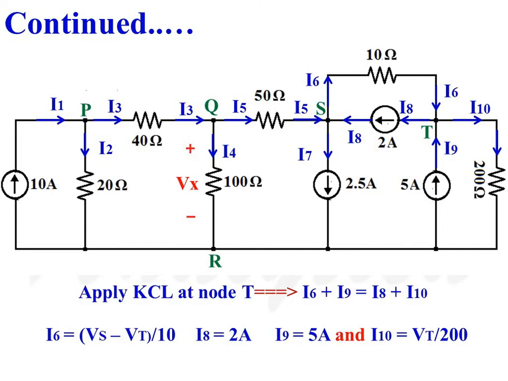Apply KCL at node T. There are 4 currents associated with node T. These 4 currents are I6, I9, I8 and I10. Out of these 4 currents, there are 2 incoming currents and 2 outgoing currents. The 2 incoming currents are I6 and I9, while the 2 outgoing currents are I8 and I10. I6 is given as (Vs minus Vt) divided by 10. I8 is equal to 2 ampere, I9 is equal to 5 ampere and I10 is equal to Vt divided by 200.